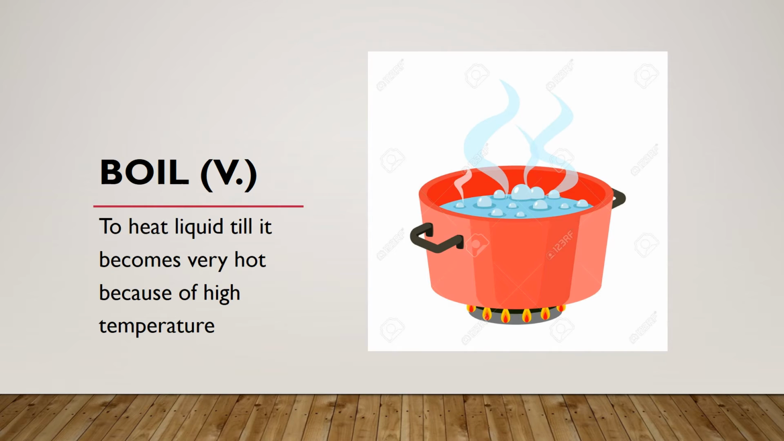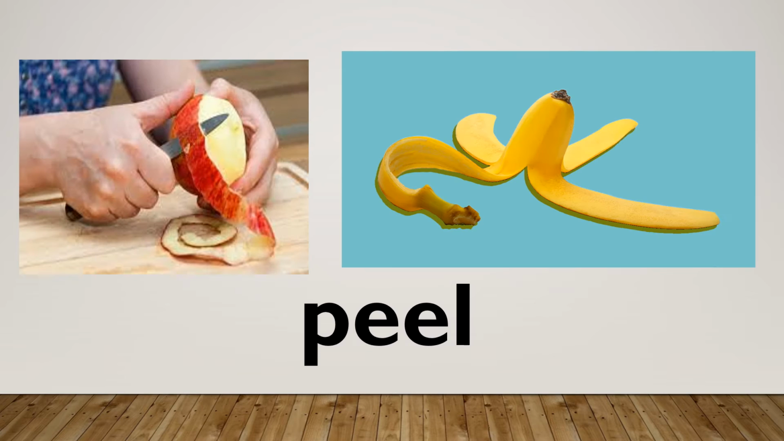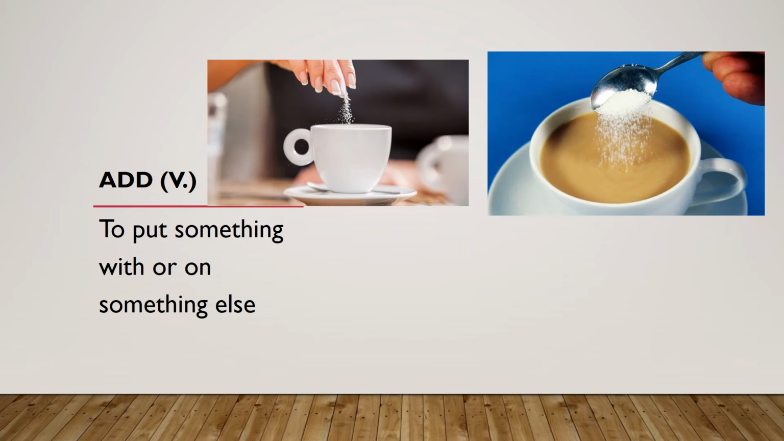Boil is a verb which means to heat liquid till it becomes very hot because of high temperature. For example, boil water. Peel, for example, peel banana, peel apples. Add is a verb which means to put something with or on something else. For example, he added sugar to his tea. Add flour to eggs, for example, to make a cake.